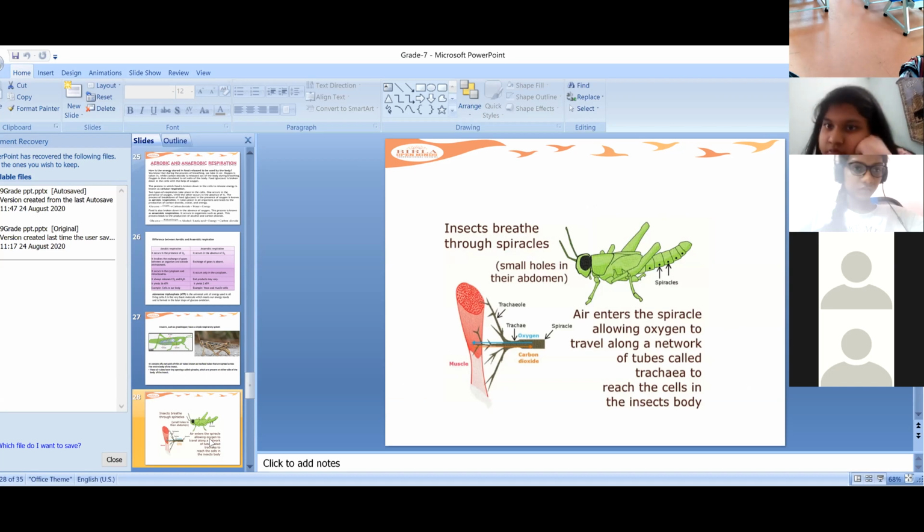How the oxygen transfer is taking place: the red line shows the flow of carbon dioxide, and the blue line shows the intake of oxygen, how it is getting into the spiracles. From the spiracle, it is reaching the muscle fibers, the muscles and tissues of the body. From the spiracle, it gets into the trachea and then reaches the cells inside the insect body. You can see here.